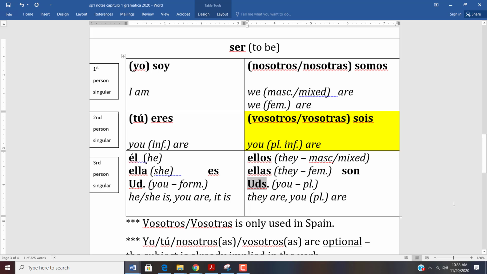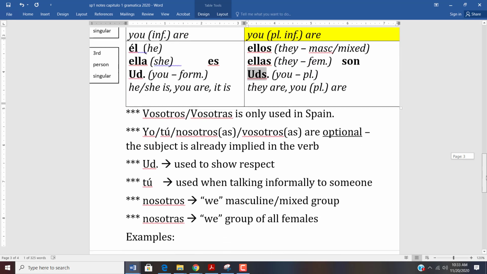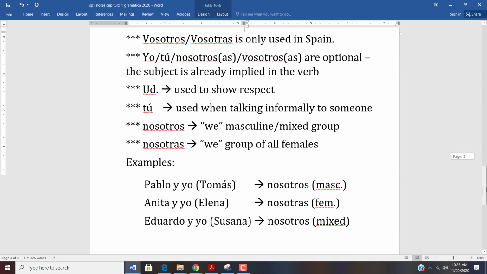So ustedes is the one that we're always going to use in Spanish when we're talking to 2 or more people at the same time. They don't do this all the time in Spain because they have that goofy vosotros form, but everywhere else in the Spanish-speaking world, if you're talking to 2 or more people, they'll use ustedes.